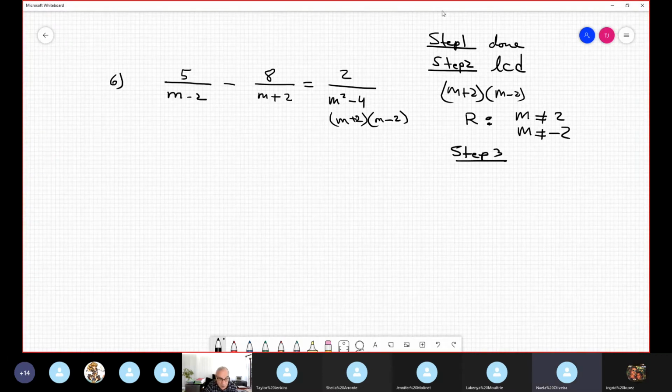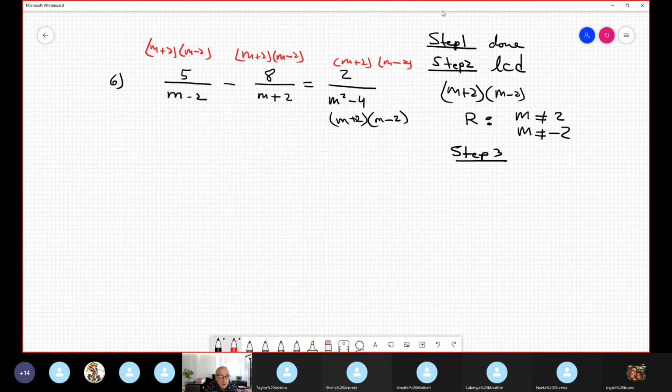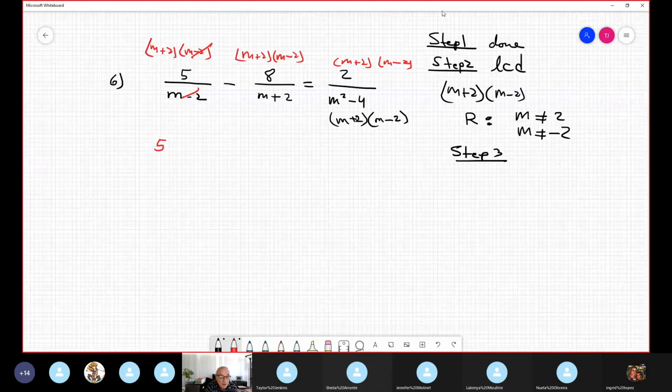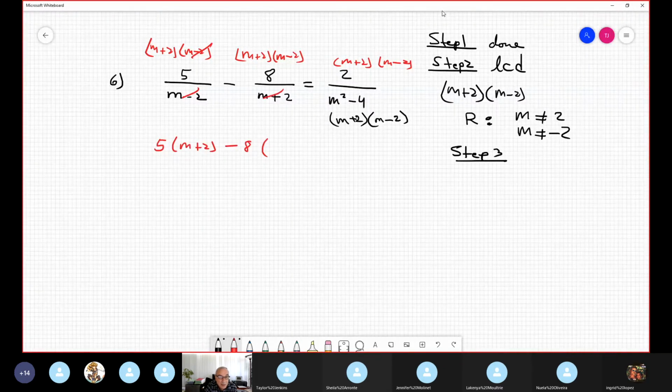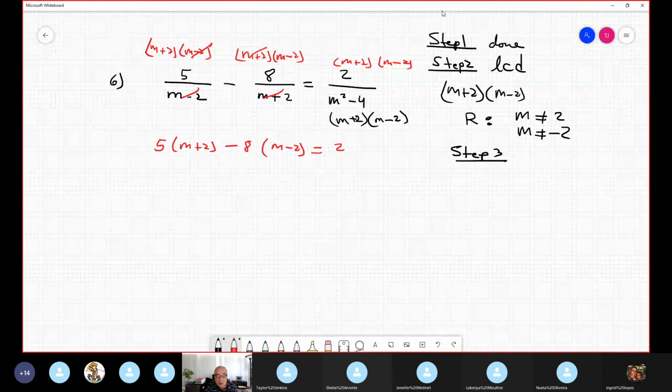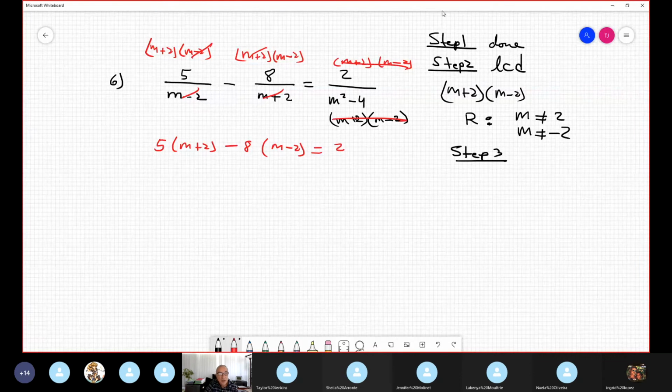Multiply by the LCD: (m plus 2)(m minus 2). The factors cancel. Then 5 times (m plus 2) minus 8 times (m minus 2) equals just 2, because everything else is cancelled. This is my easy equation under the consideration of this restriction.